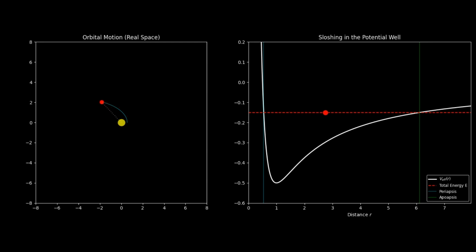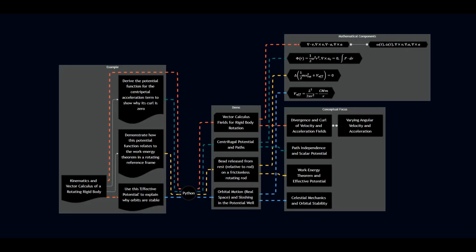Acceleration in this system is more complex, consisting of two distinct components. The Euler acceleration, which occurs when the object speeds up or slows down its spin, and the centripetal acceleration, which constantly pulls points inward toward the center of rotation.